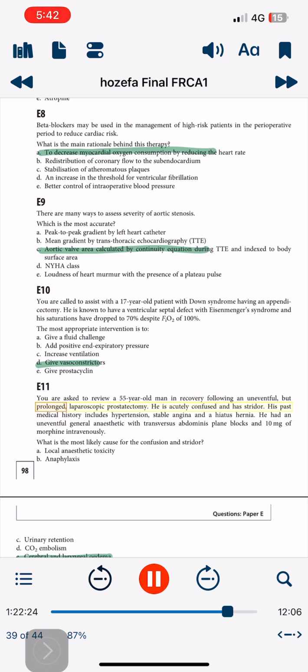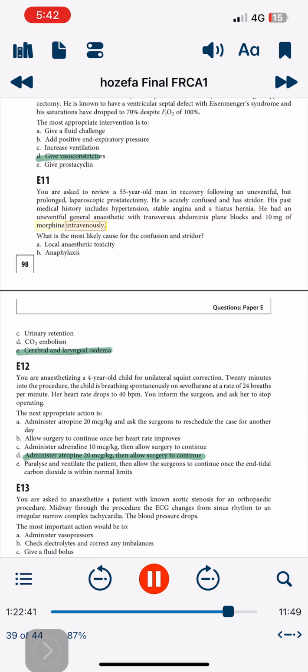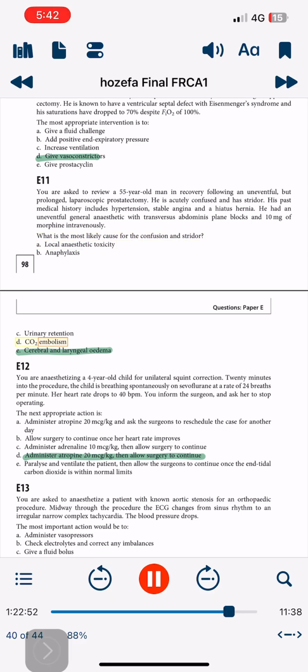E11. You are asked to review a 55-year-old man in recovery following an uneventful, but prolonged, laparoscopic prostatectomy. He is acutely confused and has stridor. His past medical history includes hypertension, stable angina and a hiatus hernia. He had an uneventful general anesthetic with transversus abdominis plane blocks and 10 mg of morphine intravenously. What is the most likely cause for the confusion and stridor? A. CO2 embolism. E. Cerebral and laryngeal edema.